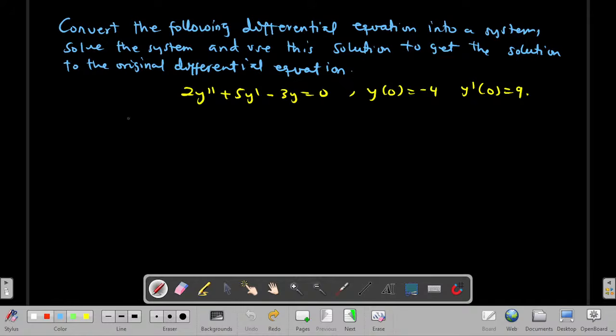So, we go straight to the first problem that we have here. This is under systems of equations. So, how to solve a differential equation using systems of equation problem, right?